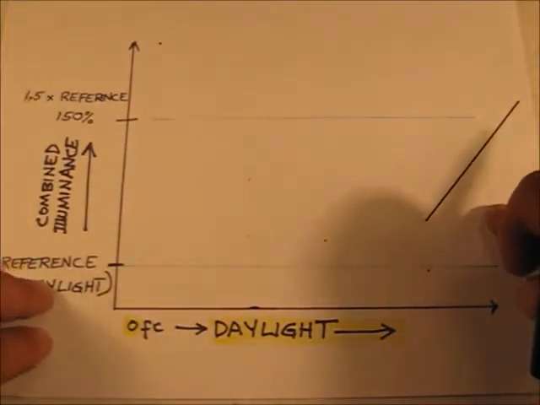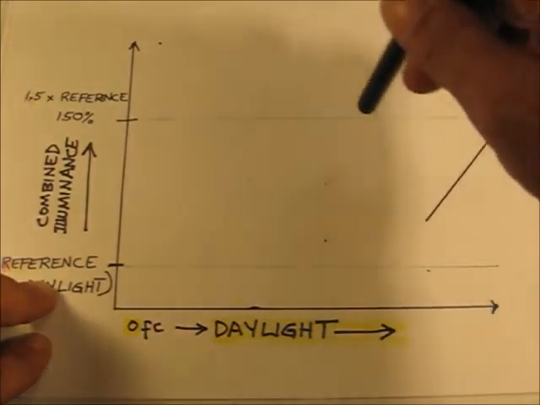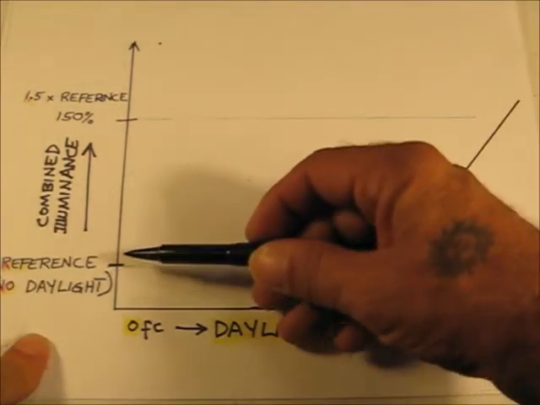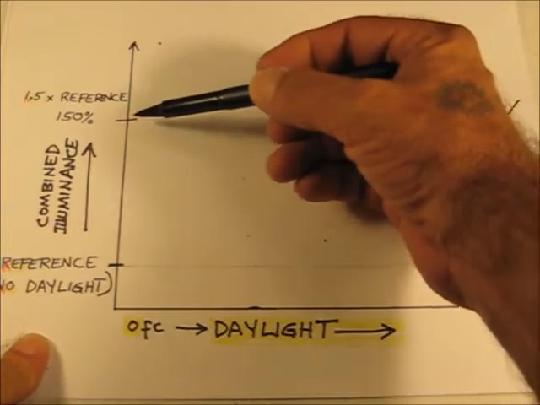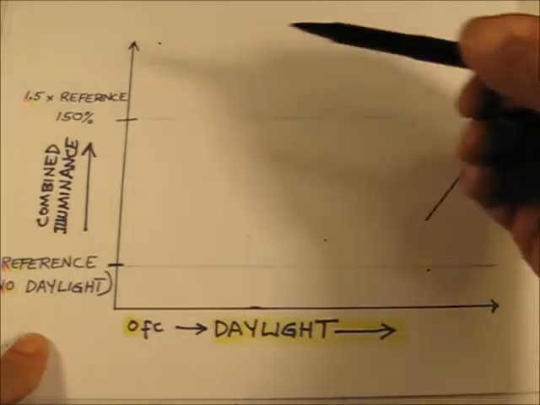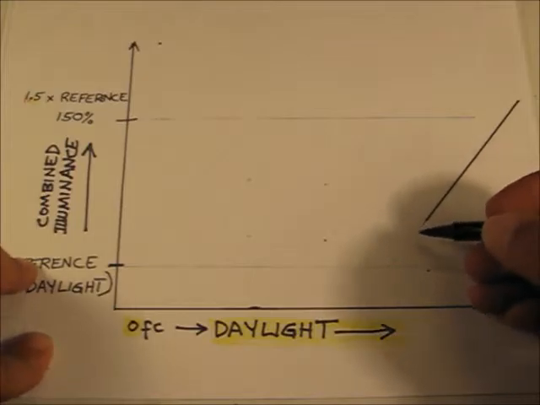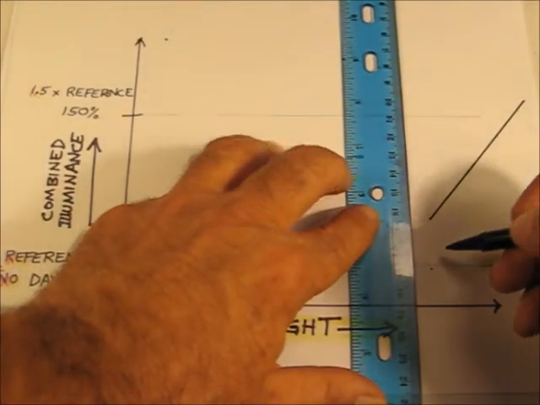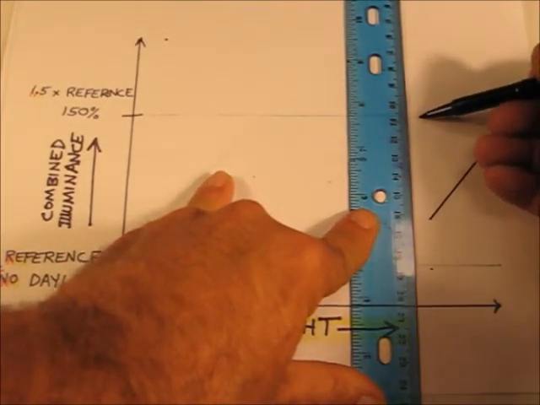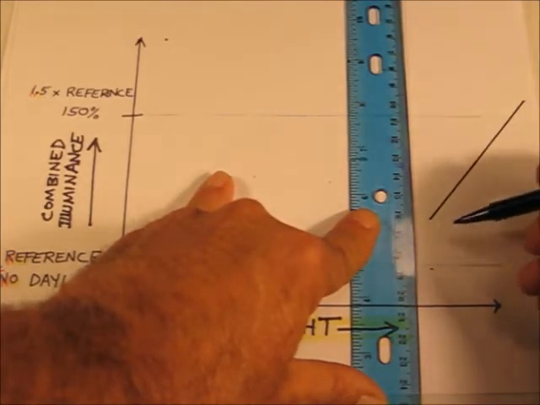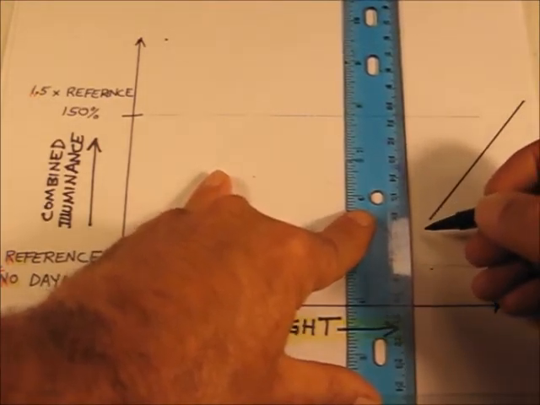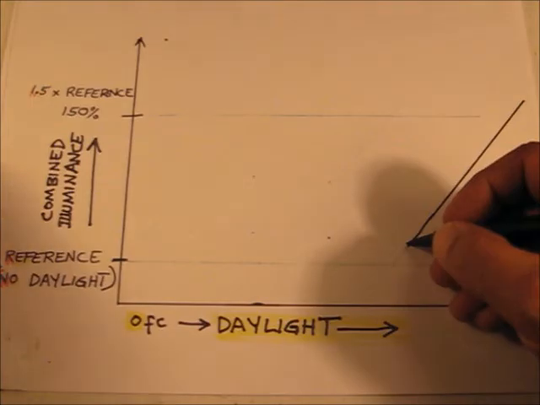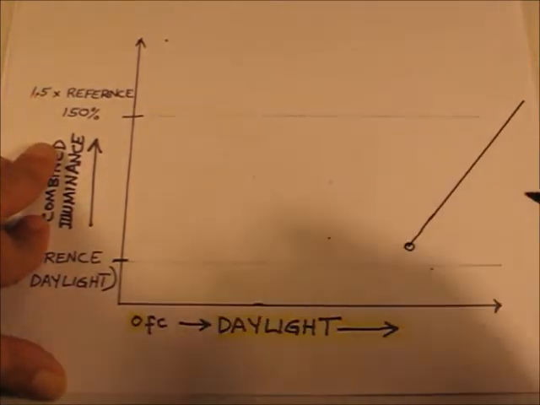So we have measured the contribution from each stage of switched lighting. Adding them together gives us our reference. Multiplying by 1.5 gives us our 150% point. We are going to arbitrarily pick, for our example, let's say about 10% above reference. So if that's 150% of reference, then 10% of reference is probably right about there.